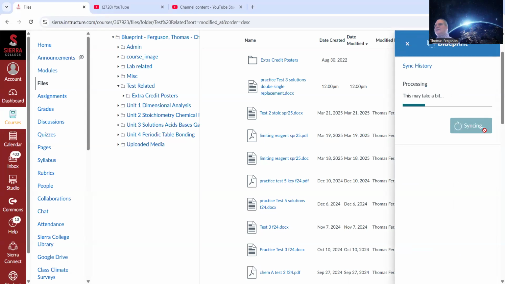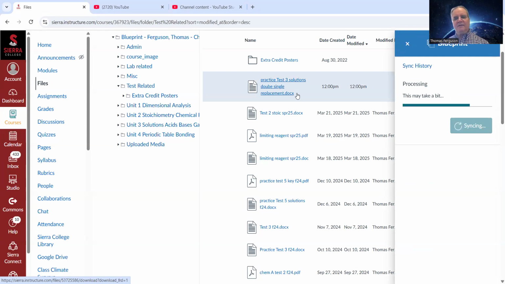Okay, so this is the name of the practice. It's called Practice Test 3 Solutions Double Single Replacement DOC. It's a Word file, and it's right at the top.